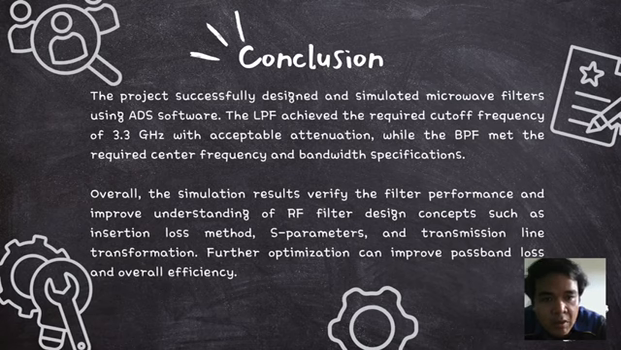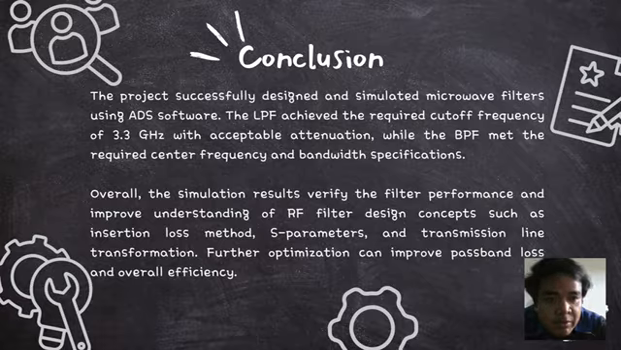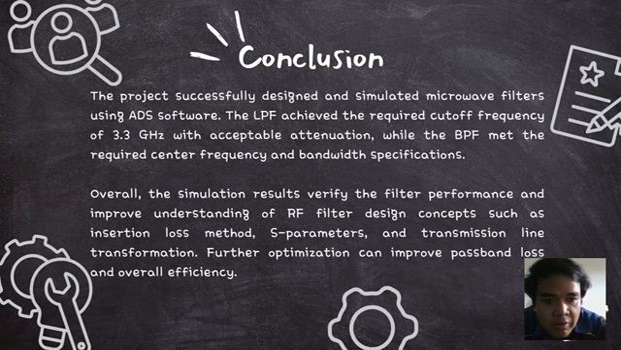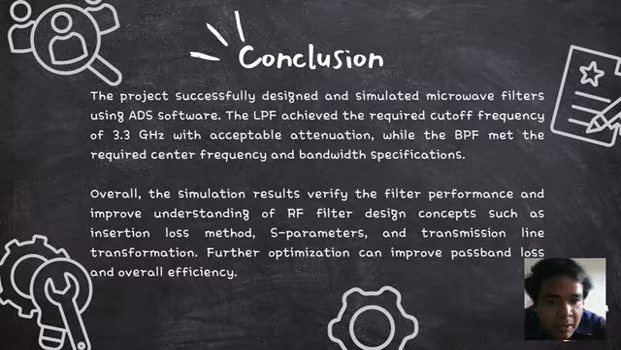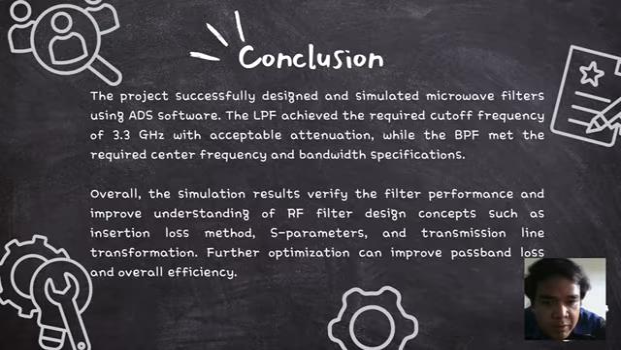To conclude everything, our project successfully designed and simulated both microwave filters using ADS software. The low pass filter hit its target 3.3 GHz cut-off frequency with the required attenuation profile, and the bandpass filter successfully met the center frequency and fractional bandwidth requirement. Beyond just the numbers, this hands-on project dramatically deepened our core understanding of vital RF filter engineering principles, including the insertion loss method, S-parameters, and distributed transmission line transformation. Moving forward, further optimization of the microstrip layout could minimize passband insertion loss even more and boost overall efficiency.